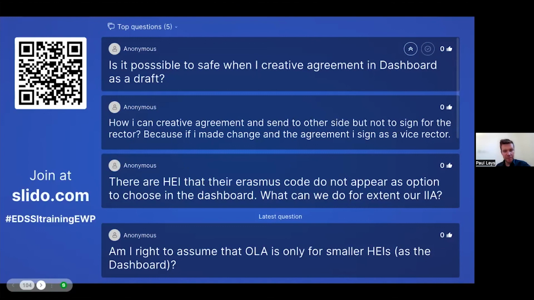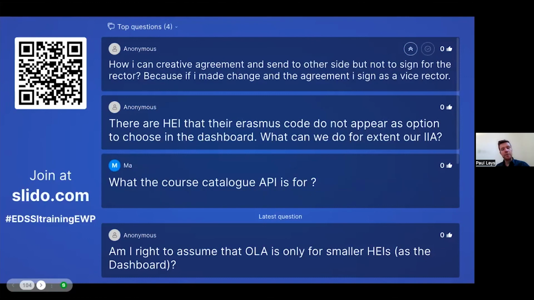The same with filtering agreements. There are also a lot of questions about that, for example, Erasmus codes are not sorted well, or that filters are missing. And all this kind of thing is taken into account for new versions of the EWP dashboard and the functionalities that you use there. So it's definitely one of the things that colleagues are working on.